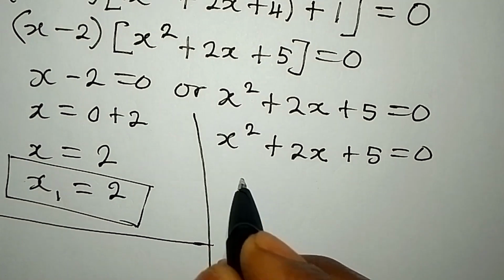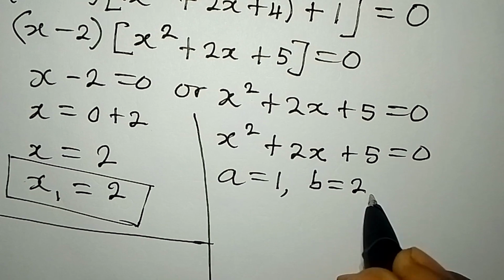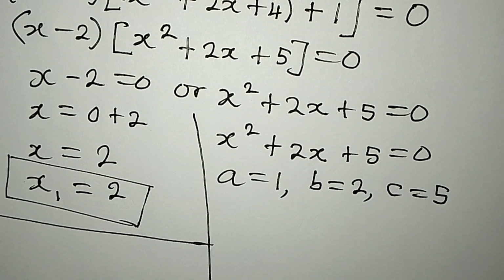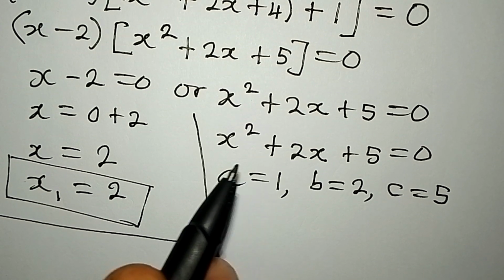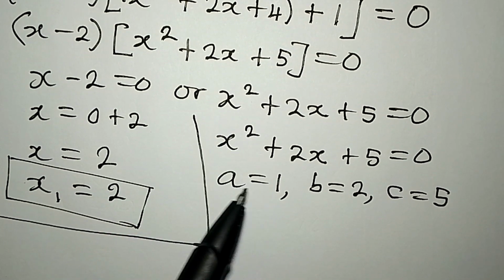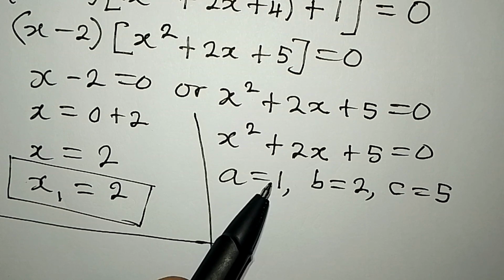For the formula, our a is 1, our b is 2, and our c is 5. Now, do you know that it's not everybody that would understand how I got the a, b, c? Okay, I will explain that. Now, the x squared here, the coefficient of it is a. So the coefficient of x squared is 1, meaning that our a is 1.